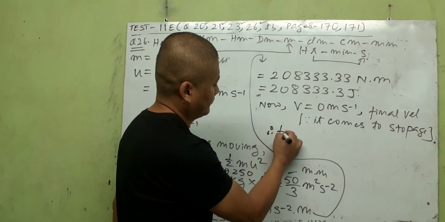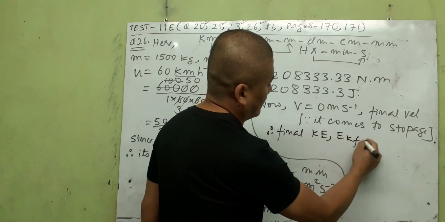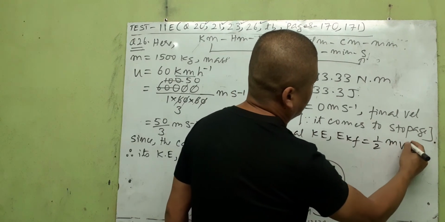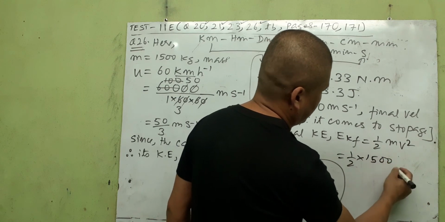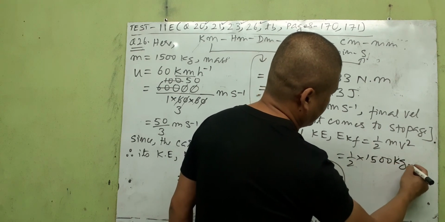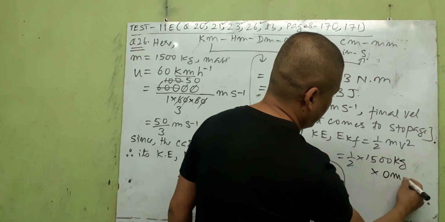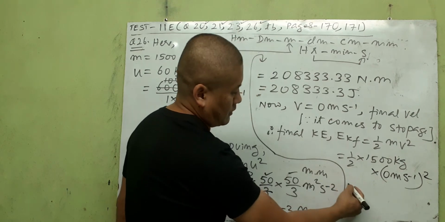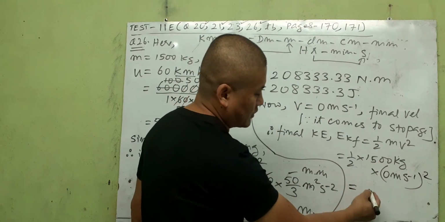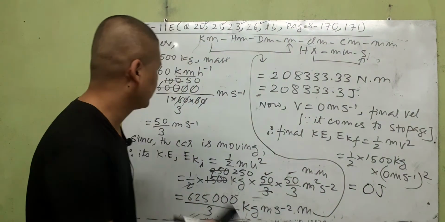Therefore final kinetic energy EKF will be half m v square. So half into 1500 kg into V is 0 meter per second, whole thing square. So there will be 0, everything will become 0, so 0 joules.